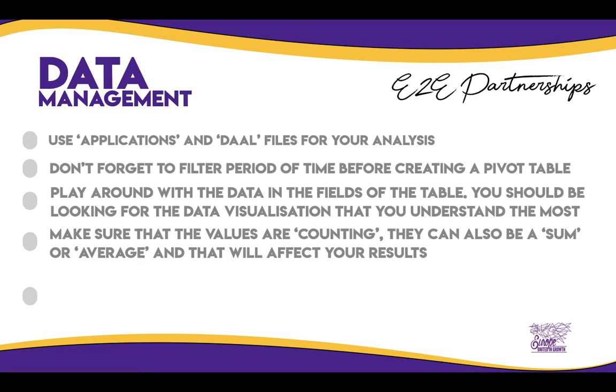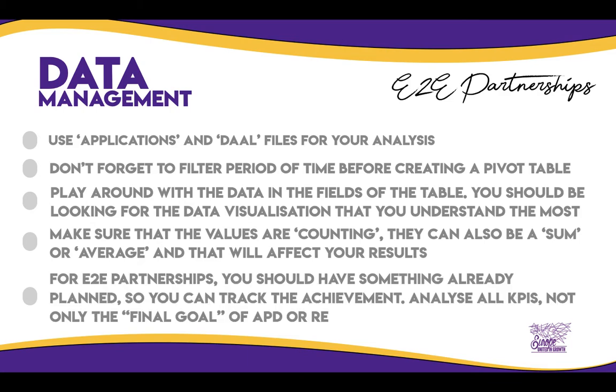And for entity-to-entity partnerships, if you want to analyze how the performance is going, of course you need to plan. So you can have plan achievement at the end. So make sure that when you're planning your entity-to-entity partnerships, you're planning for all the KPIs, not only realization goal or approval goal, but you need to plan also applicants, accepted, finished, complete, so you have a better understanding of what you're doing together.